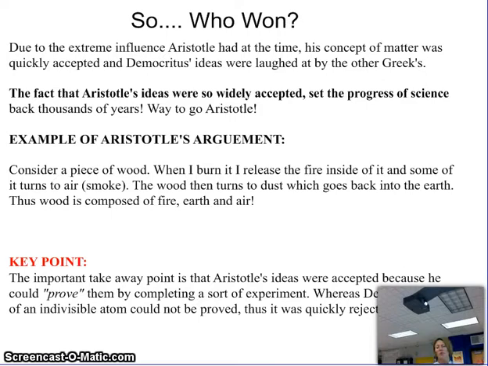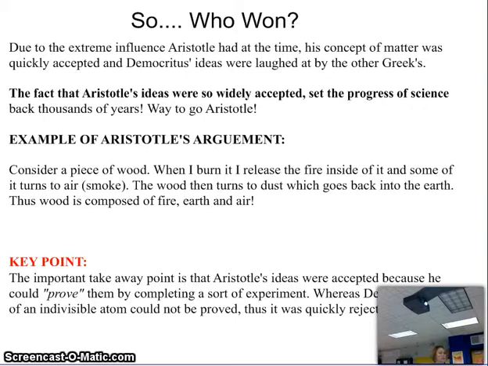So the fact, too, that neither one of them did experiments, but Aristotle could sort of argue his. And he gives his argument here with a piece of wood. He says, when I burn wood, I release the fire inside of it. And some of it turns to air, which is smoke. And the wood turns to dust, which goes back to the earth. So he said that wood was composed of three of his four fundamental elements: fire, earth, and air.